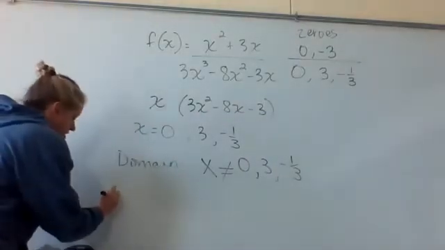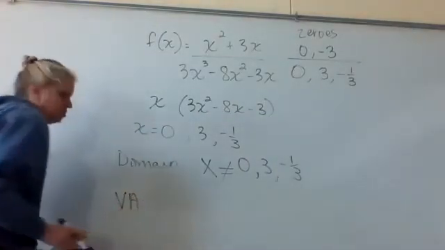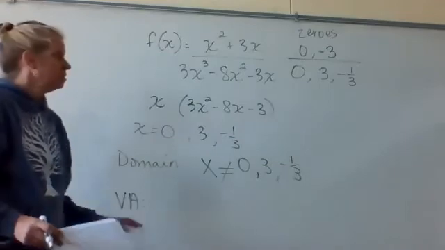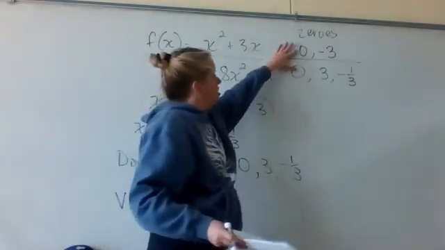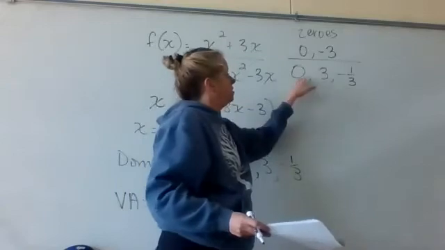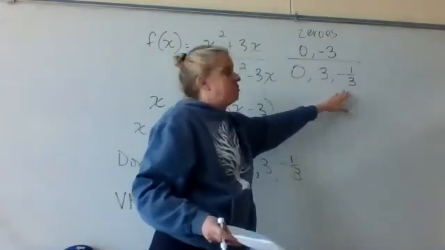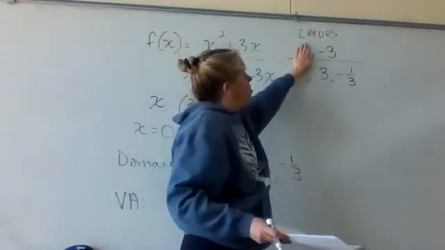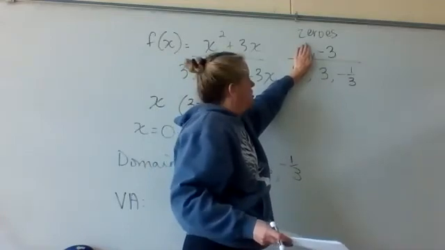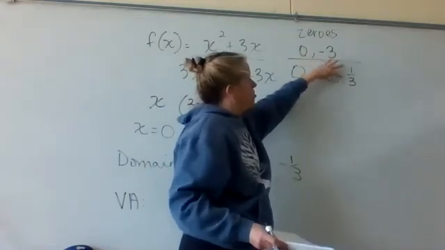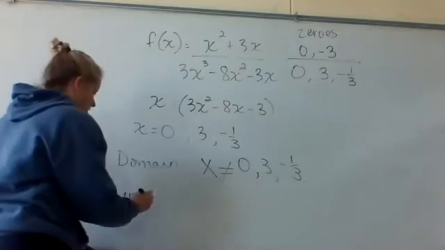This one kind of goes backwards. Then it wants the vertical asymptotes. Vertical asymptotes occur at zeros of the denominator, as long as they're not zeros of the numerator. So the 0 is canceled. So my vertical asymptotes are at 3 and -1/3.